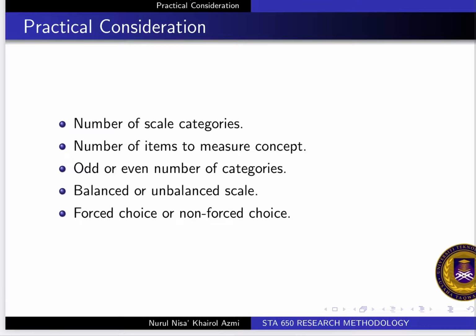When we develop a scaling, there are certain things that you need to consider. The first one is the number of scale categories. One of the important decisions that you have to consider is whether you should use a 5-point scale, a 7-point scale, or a 10-point scale. A larger number of categories gives greater precision, because you have more options to choose from. But it may be more difficult to discriminate between levels, and respondents may face greater difficulty in processing information if the number of categories is more.